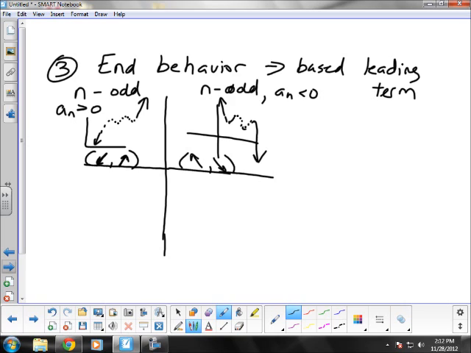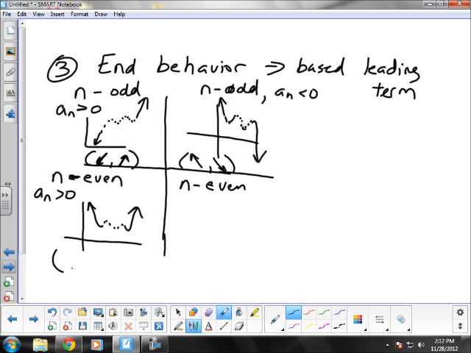Okay? Now, the degree doesn't have to be odd. It can be even, right? So if a sub n is greater than 0, then what happens is it starts up, does some stuff in the middle, and it finishes up. Okay? Got it? And if it's negative, it starts down, does some stuff in the middle, ends down.